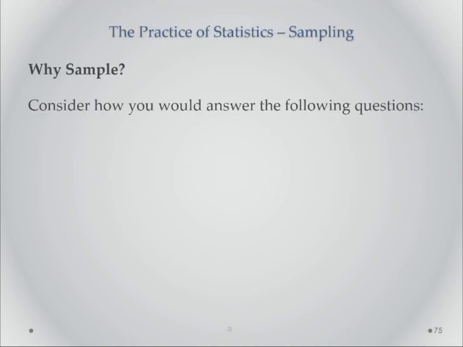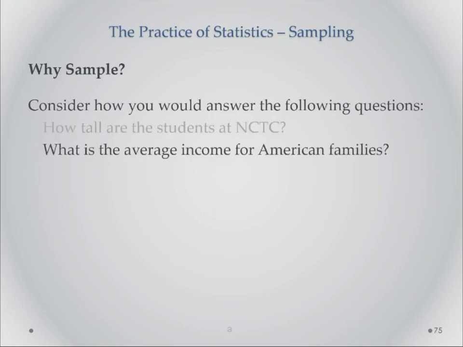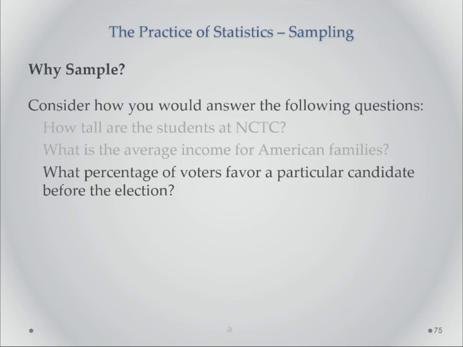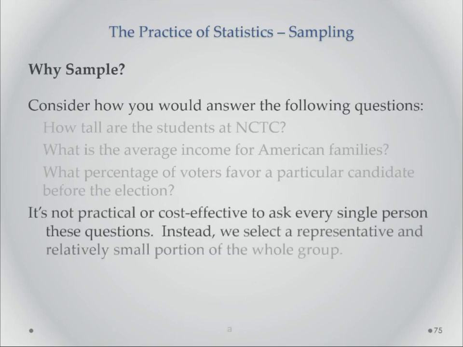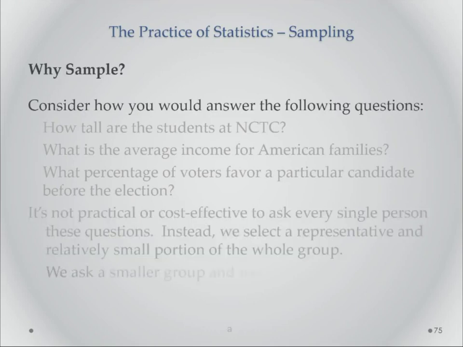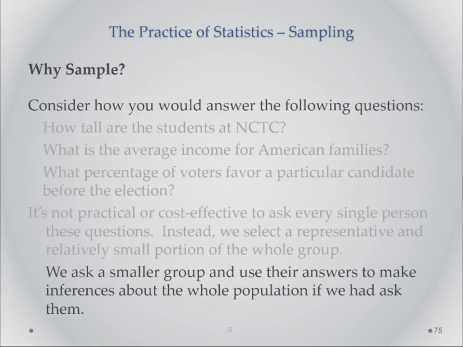So why do we sample? Well, let's look at a couple questions. How tall are the students at NCTC? What's the average income of American families? What percentage of voters favor a particular candidate before the election? It's not easy, it's not cost effective to ask every single person one of these questions. So instead, we select a smaller group. We use the answer from the smaller group to tell us about the whole population.